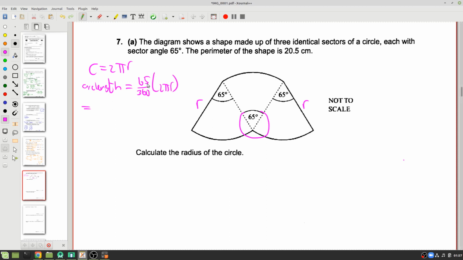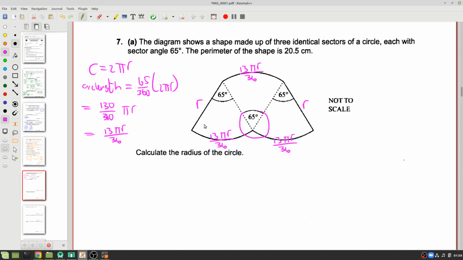Okay, let's just simplify that a bit. So 2 times 65 is 130 over 360 times pi radius. And we can divide all this by 10 and we get 13 over 36. So I'm just going to write 13 pi r over 36, and that is our arc length. Fantastic. So let's just put that here. That's that arc length, that's also this arc length, and it's also this arc length.